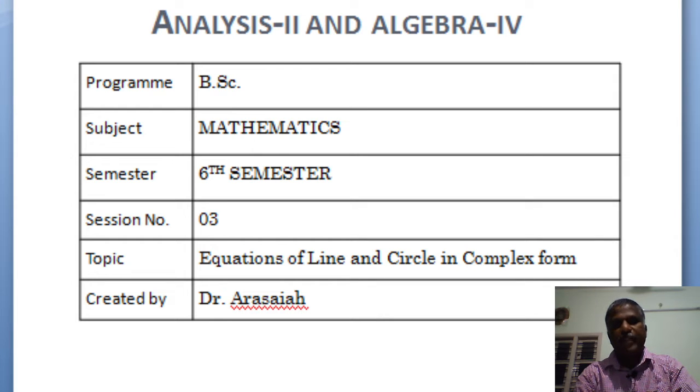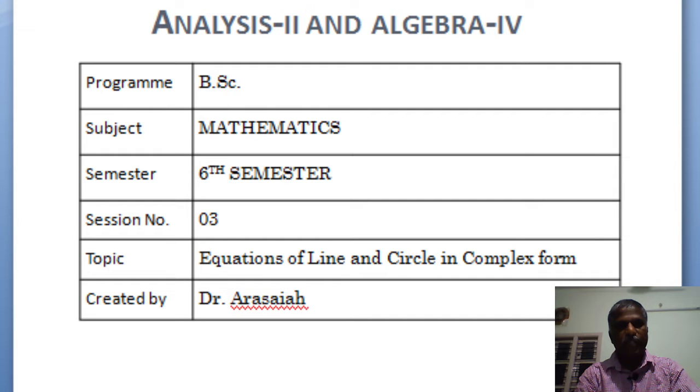Hi friends, here I am going to present session 3 of paper 7, Analysis 2 and Algebra 4 of 6th semester mathematics. The topic is equations of line and circle in complex form. All of you know the equation of line in Cartesian form. The first degree general equation ax plus by plus c is equal to 0 always represents a straight line.